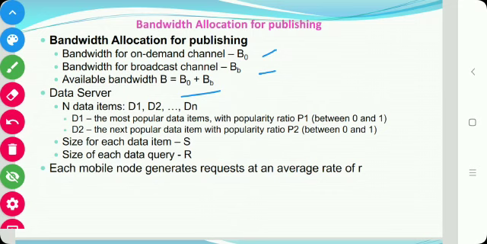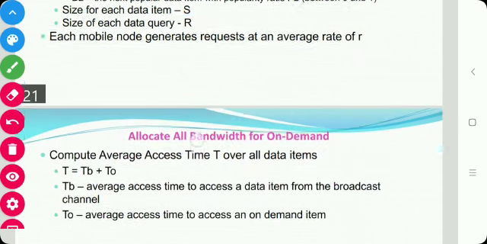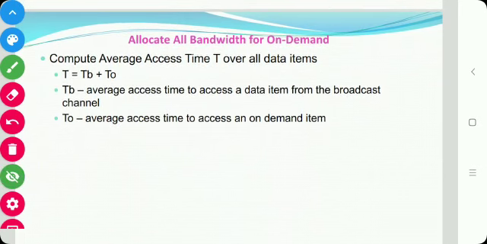For example, there is a data server and there are n data items, from D1 to Dn. D1 is the most popular data item with popularity ratio P1, D2 is the next popular data item with ratio P2, the size of each data item is S, the size of each request is R, and each mobile node generates requests at an average rate of R. Using this information we can compute the average access time for all the data items as T equal to TB plus T0, where TB is the average access time to access data from the broadcast channel, and T0 is the average access time to access an on demand item.